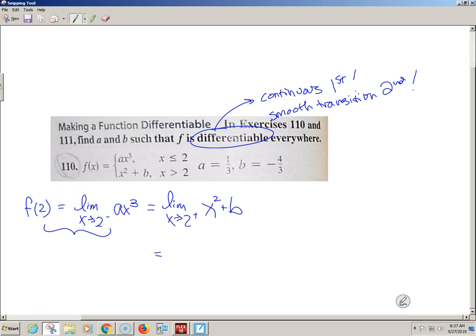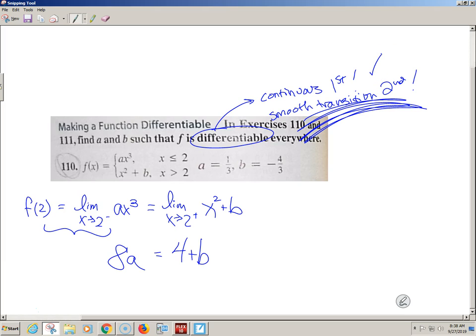How do I take a limit again? All I have to do is plug it in. So 2 cubed is 8, and I have 8a. Plug it in, 4 plus b. Yay! It's not as easy as chapter 1 because there are 2 variables. But that's okay, because I have another clue. This will get me one equation. Check. I need to get my second equation.